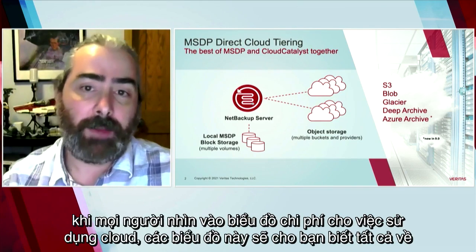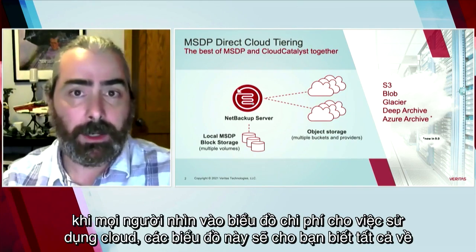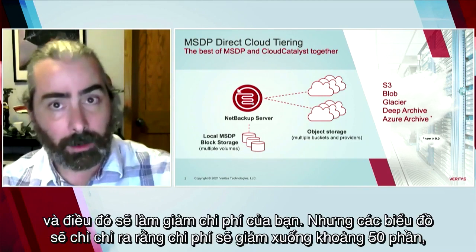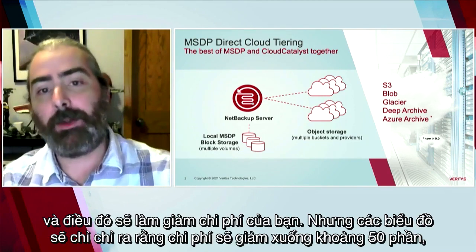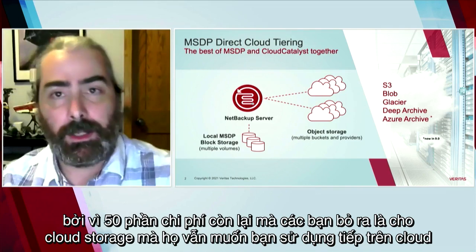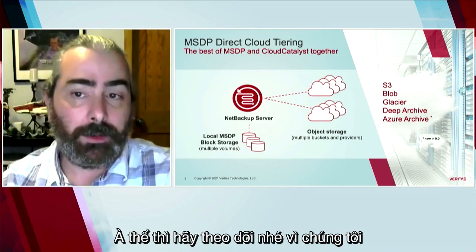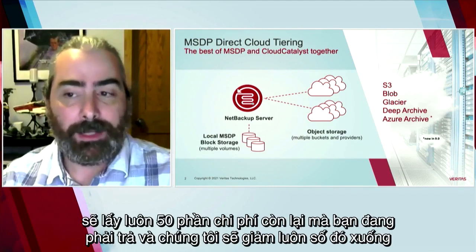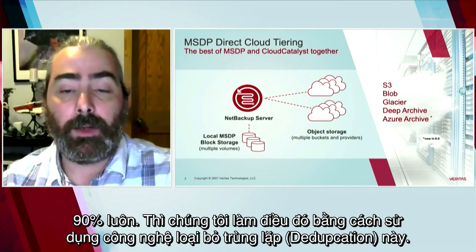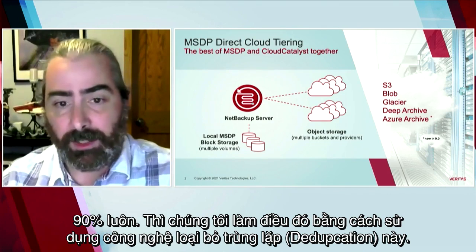Now you think about this, when you look at cost charts for cloud usage, they'll tell you all about how you can get rid of your data center, you can get rid of your hardware, and that will shrink your costs. But they always say it shrinks at about 50% because the other 50% of your costs is cloud storage that they still want you to use in the cloud. Well, we come along and we say, how about we take that 50% remaining cost you have, we reduce that by 90%. And we do that by using this deduplication technology.